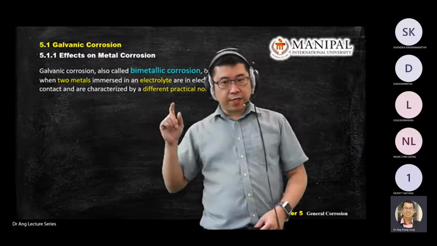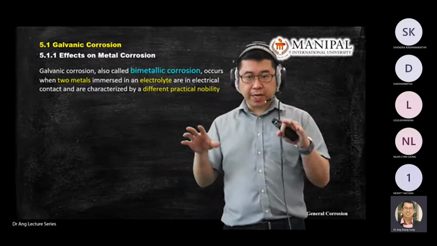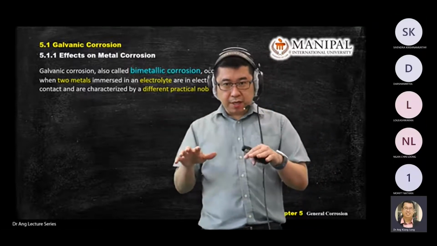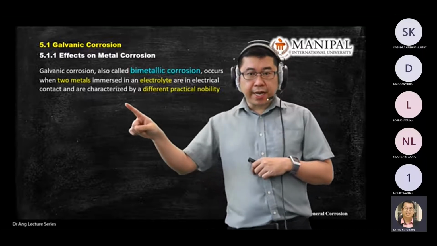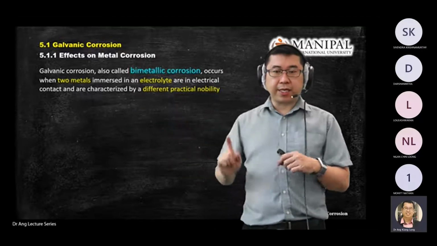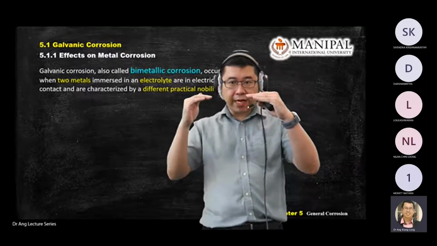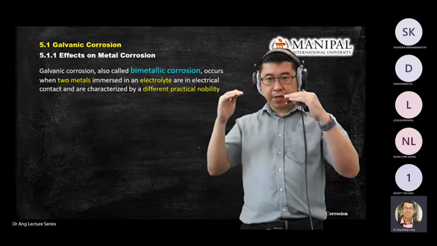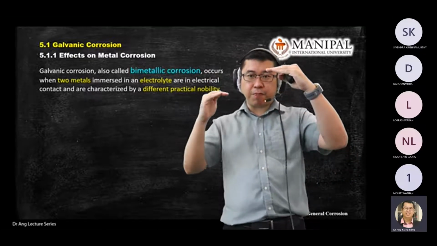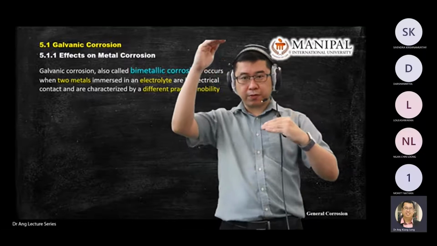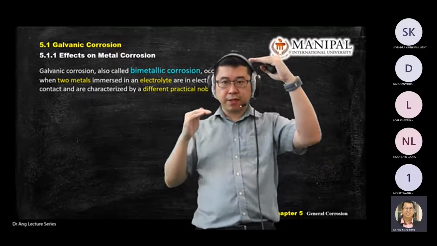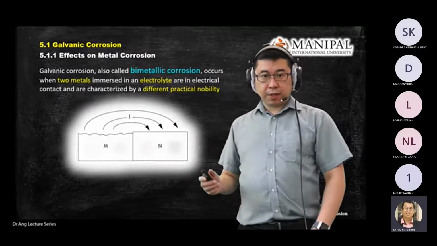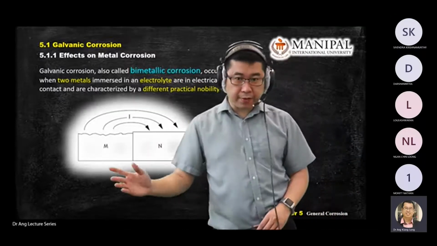This is really seen when we have two metals that are electrically connected, in this case with an electrolyte in the same environment, and they are characterized by nobility again. So the flow of electrons, or negative charge, is decided by the nobility of the two metals. So we start with a simple diagram.